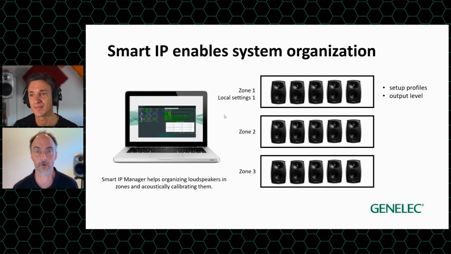As I mentioned before, you discover the loudspeakers with Smart IP Manager, and then you add zones to the system, and then you add loudspeakers to that zone. And you can set up different profiles for each zone. You can set up different output levels. You can set up different input settings for each zone. So you basically have a very flexible system to be able to control all your Smart IP loudspeakers and acoustically calibrating them for the room that they are sitting in.